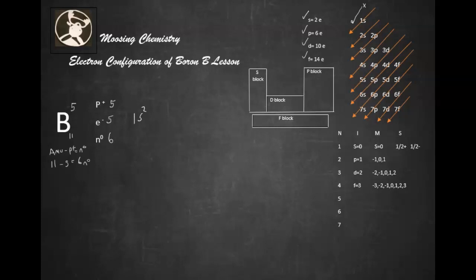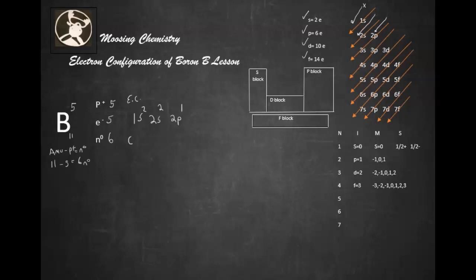1s2, okay? Now we're going to slide down this slide here, and we're going to get 2s2. So then we're going to come back to the top of the slide again and go down to this one right here. 2p1. Because 2 and 2 and 1 make 5. So that's our electron configuration.